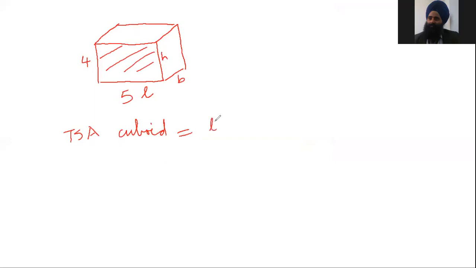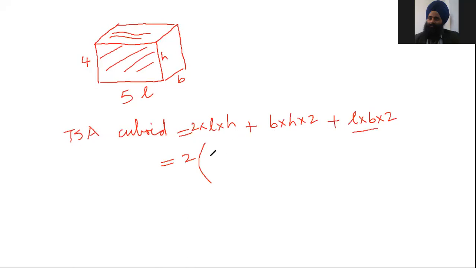Length into height, and there'll be two surfaces like this, length into height plus breadth into height, breadth into height into 2 because there are two surfaces, plus the top one. This is length into breadth. Length into breadth into 2. Now guys, you can take 2 common. We want to have a formula. So it becomes length into breadth, right? Then breadth into height, and then height into length.